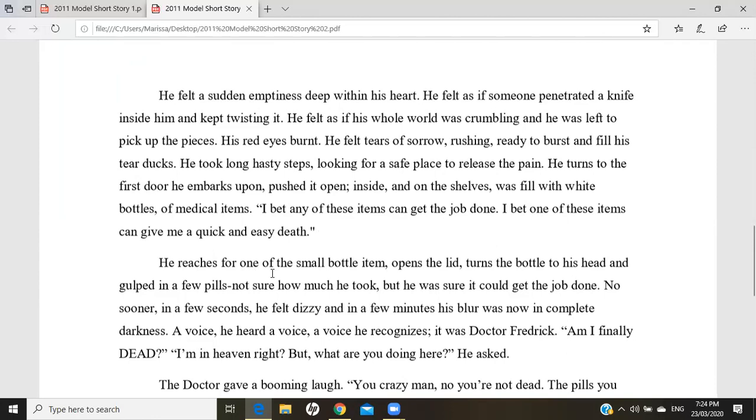He reaches for one of the small bottles, opens the lid, turns the bottle to his head, and gulped in a few pills. Not sure how much he took, but he was sure he could get the job done. No sooner, in a few seconds he felt dizzy, and in a few minutes his blur was now in complete darkness. A voice he heard, a voice he recognizes. It was Dr. Frederick. "Am I finally dead? I'm in heaven, right? But what are you doing here?" he asked.